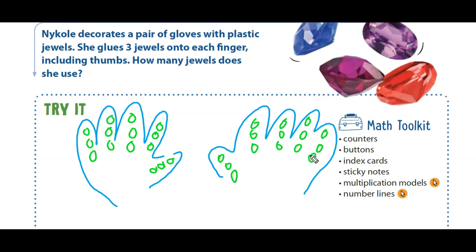There you go. So I have 2 pair of gloves, and there's 3 jewels on each finger, and I have 10 fingers. So I should have 30 jewels, right? 1, 2, 3, 4, 5, 6, 7, 8, 9, 10, 11, 12, 13, 14, 15. So 15 and 15 should be 30. 16, 17, up to 30. And that's what you should have.